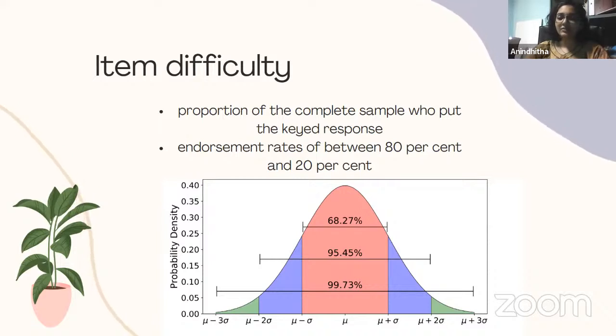Anything that varies between 20% to 80% difficulty is acceptable, but at the same time, we'll have to work on modifying these items so that they can fall within the right category of difficulty.